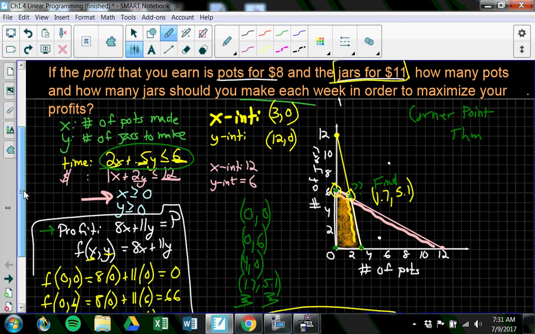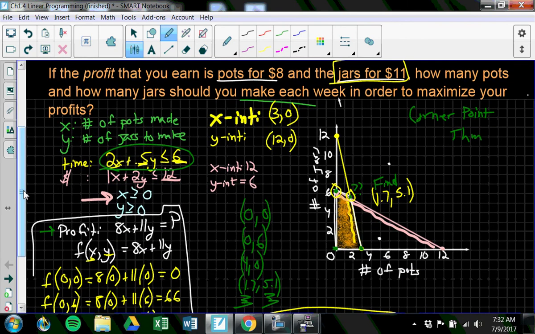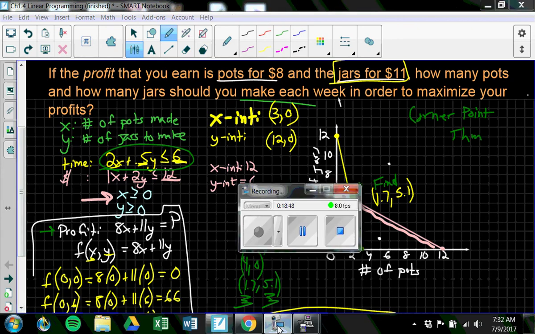It turns out, even though jars make us the most money, the best way to maximize all of our profits is not to just make jars, but to make jars and pots in the most efficient way possible. And the best way to find that was, sadly for some of you, through math. So there you go. Hope you enjoyed, and we'll see you next time.